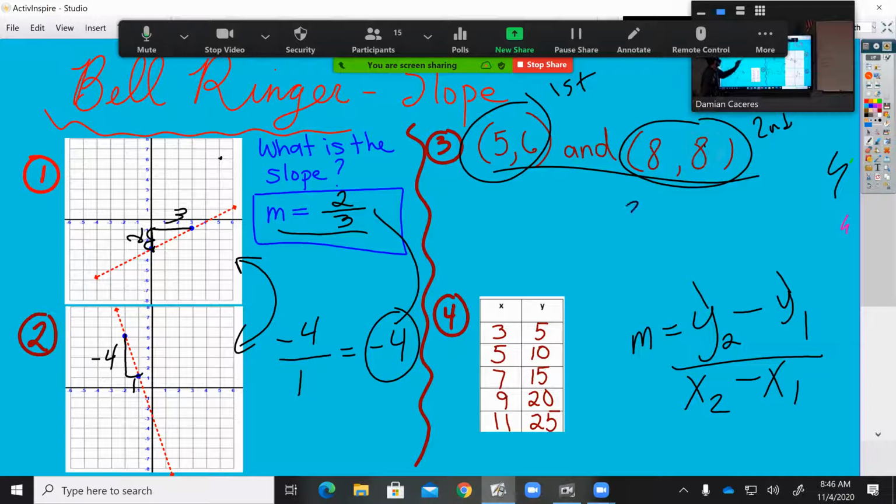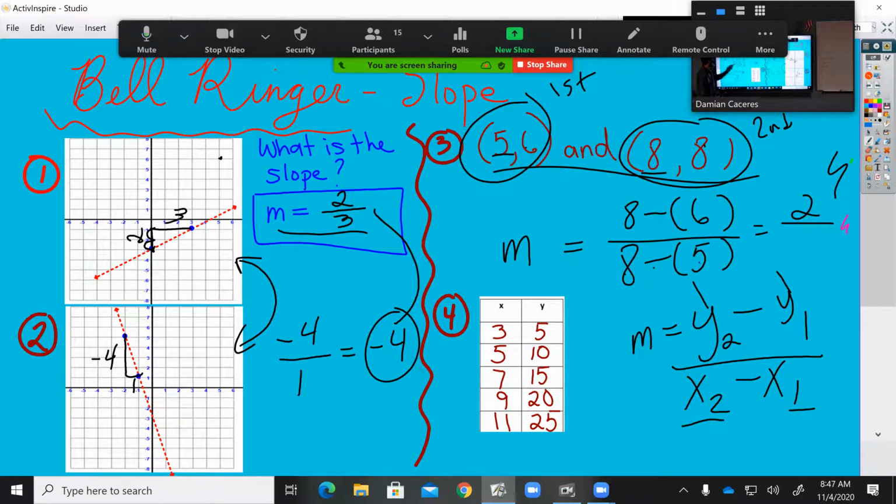The second y minus the first y would be 8 minus 6. And then on the bottom, you have the second x minus the first, so that'll be 8 minus 5. That will give you my slope. 8 minus 6 is 2. 8 minus 5 is 3. So the slope on number 3 is 2/3. Just like number 1.